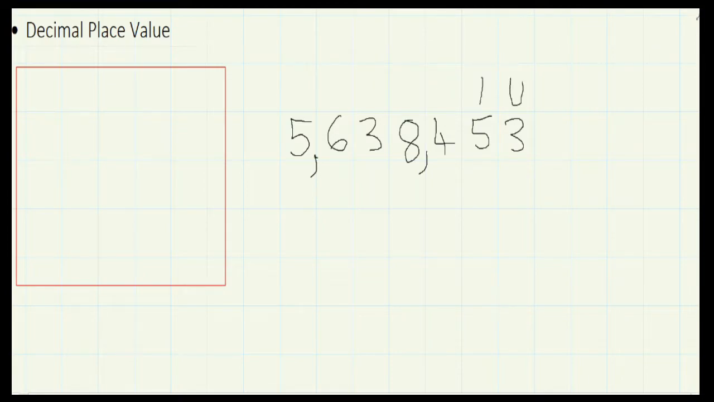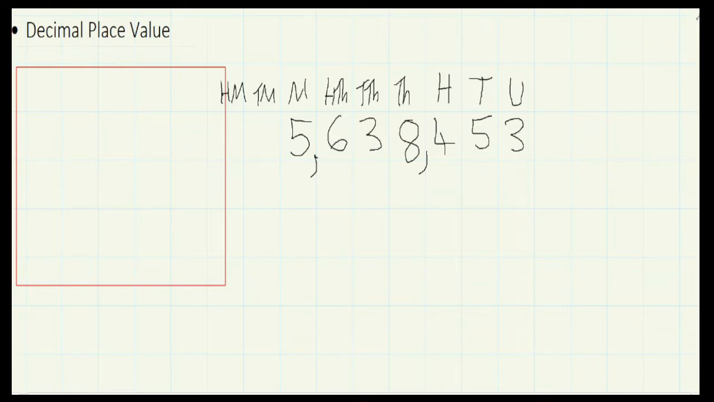5,638,453. Revise how you put your hats on. Units, tens, hundreds. Then we have thousands, or units of thousands. Tens of thousands and hundreds of thousands. Then we have millions. If we kept going, it would be tens of millions, and then hundreds of millions. So those are the places we talked about before.